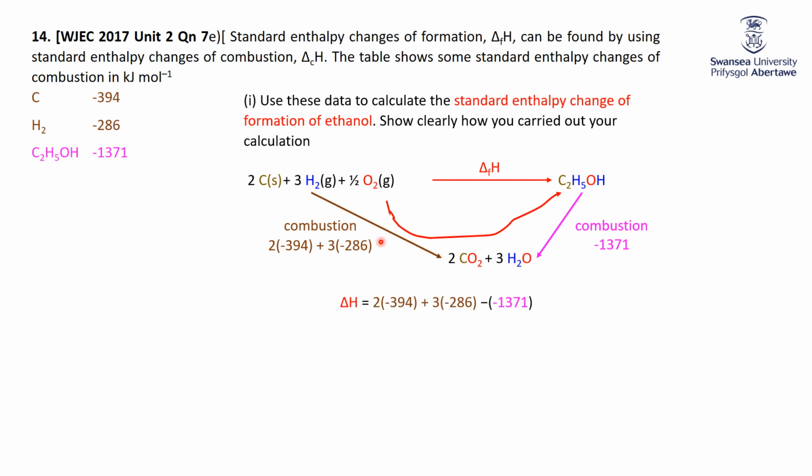So the heat of formation going directly is going to be indirectly, 2 times minus 394, 3 times minus 286. That's there in the sort of browny bit. And then going backwards here, so minus 1371. Pop it in, you get minus 275 kilojoules per mole.